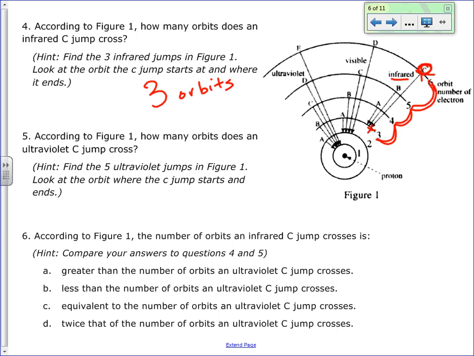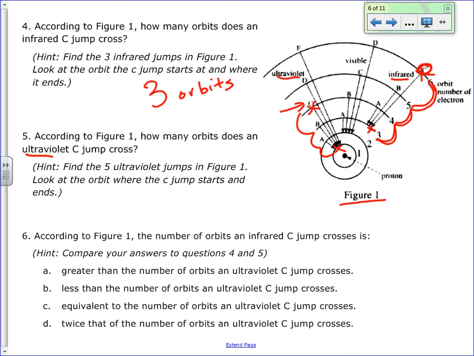Units. All right. Let's take a look at number 5. Number 5 says, according to figure 1, how many orbits does an ultraviolet C jump cross? How would we get this question? You look at figure 1, and then you look for C. Ultraviolet, good. And then you look for C, and then you count down, and you get 3. Excellent. So C starts here, and it ends right here, which means it jumps 1, 2, 3.